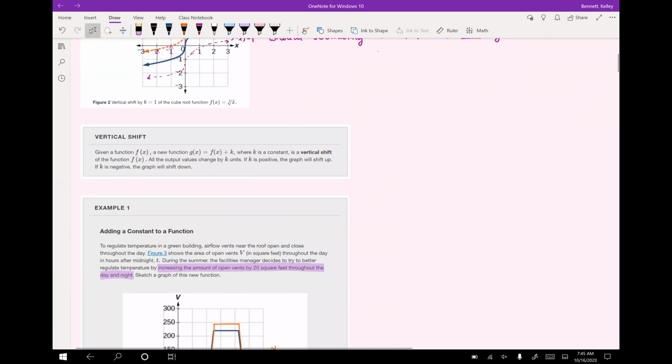So the book does it like this. They say, I'm just going to add k, period. If k is positive, it's going to be up. If k is negative, it will shift down. So that's the same thing, right? Because if k is negative, you're really just subtracting the absolute value of k. That's if you want to get super technical, super nerdy. Just remember, if you're adding something to it, up. If you're taking away something from it, down.